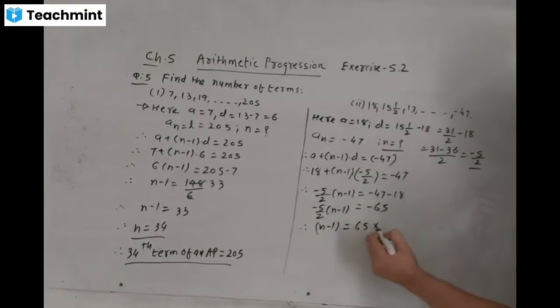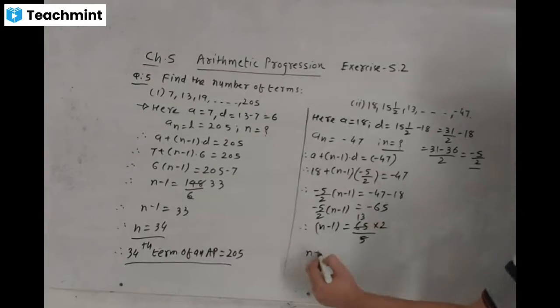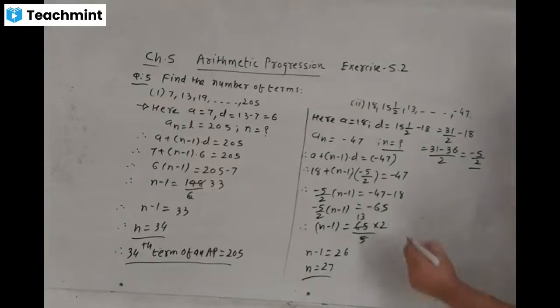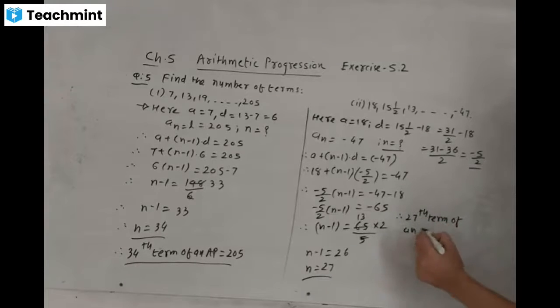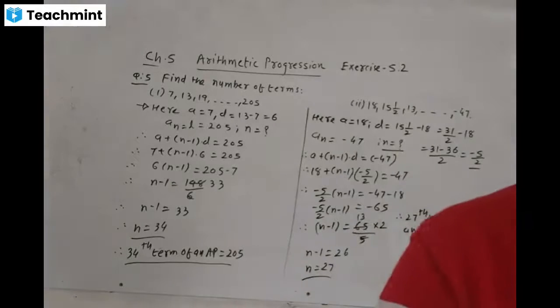Therefore N minus 1 is equal to 65, 2 multiplied with numerator and 5 with denominator. And 13 5s are 65. Therefore N minus 1 is equal to 26. Therefore what is the value of N? N is equal to 27. Therefore 27th term of an AP is negative 47. That is the final answer. Okay, clear?